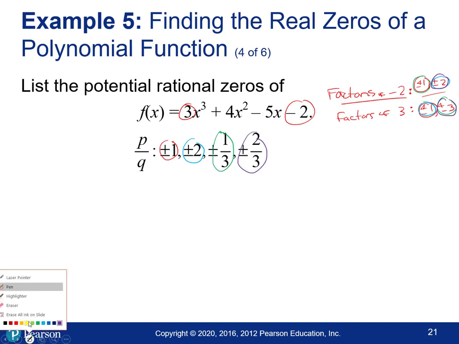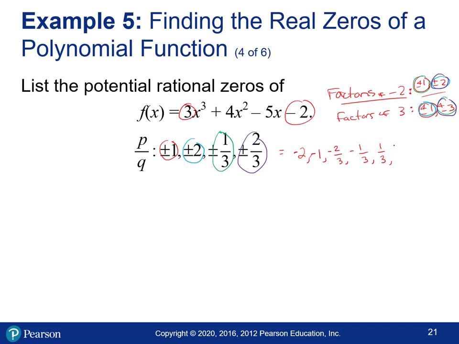And so if you want, you can write this list out all the way. I'm just going to write it expanded as -2, -1. I'm going in order from small to big. -2/3, -1/3, positive 1/3, 2/3, 1 and 2. So this list of possible rational zeros has 8 numbers on it.